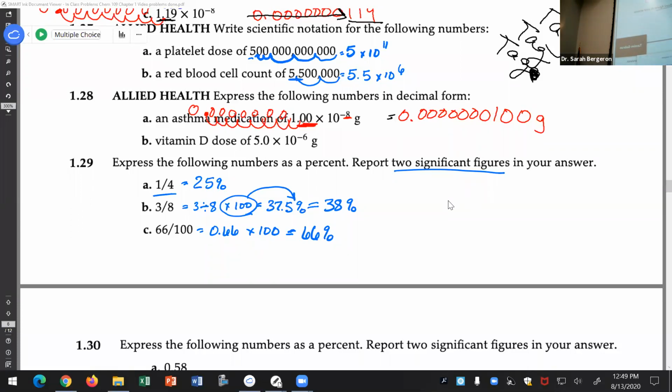Vitamin D dose, we're going to do the same thing, and we're going to hop 6 times. 1, 2, 3, 4, 5, 6. All right? So our answer is going to be 1, 2, 3, 4, 5, 0 grams. So it's always going to be these zeros in front here, always going to be 1 less than what's here if it's a negative exponent.